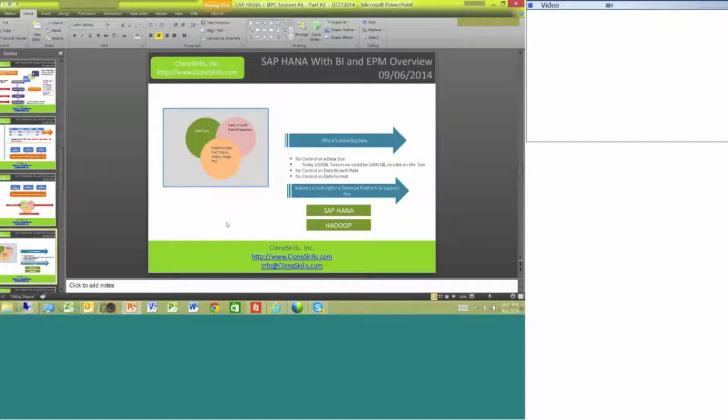Understand the concept behind the scene, correct? So what is involved when we talk HANA? HANA primarily deals with storing massive amounts of data in real time. So HANA is a big data platform.